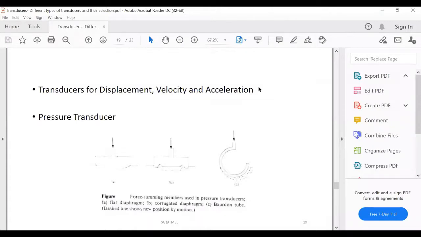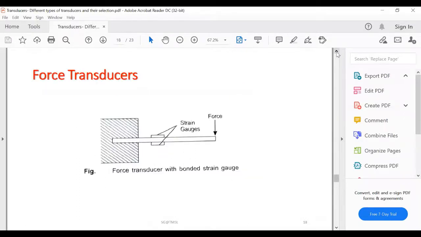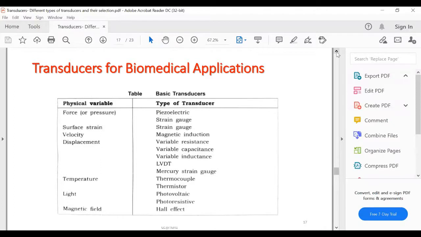Transducers for displacement and velocity are readily available in the market. The principle listed over there requires that part of the transducer can be attached to the body structure whose displacement, velocity or acceleration is to be measured, and that a reference point is also available. These two conditions cannot always be met in biomedical applications, so indirect methods sometimes have to be used.